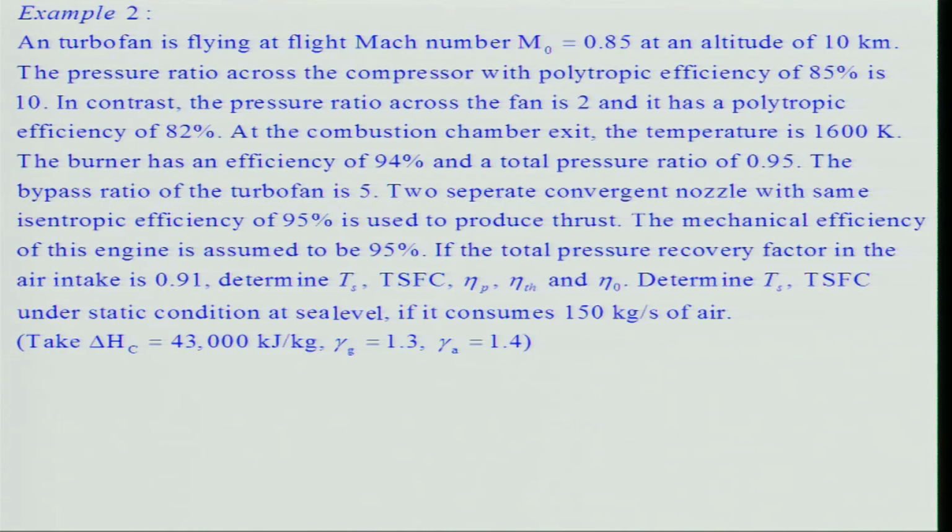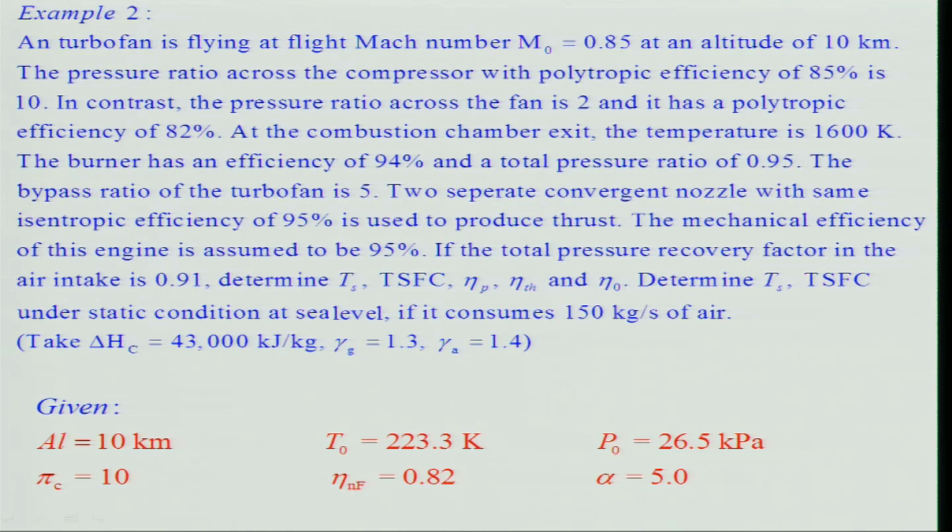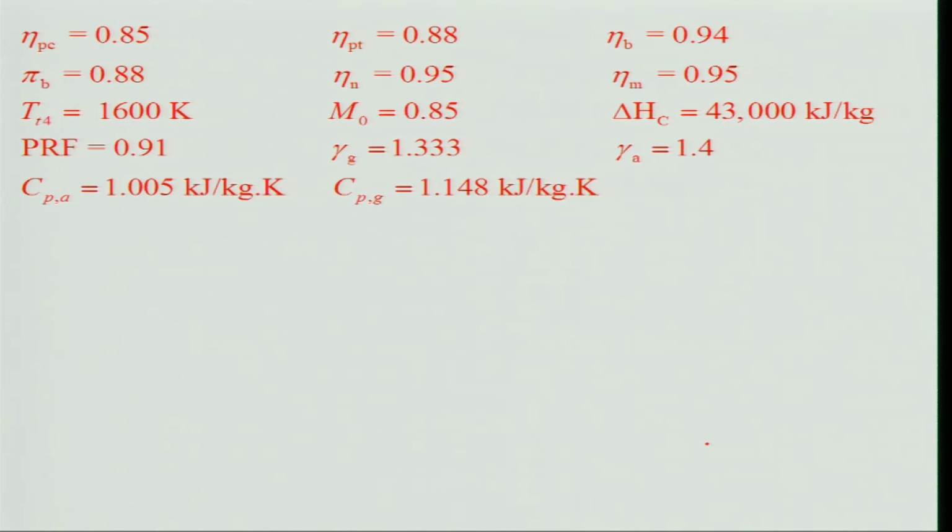The first part means whenever it is at the flight Mach number 0.85 we will be considering that. So, of course, the values of gamma g and gamma a are given. Keep in mind this gamma g which we will be using is 1.333, or it is not 1.3, right, what I mentioned here. These are the conditions which I want to skip basically, and if you look at the bypass ratio 5 and at the altitude 10 kilometer, T naught is 223.3 Kelvin, P naught is 26.5, pi c is 10, and these are the values which are given.